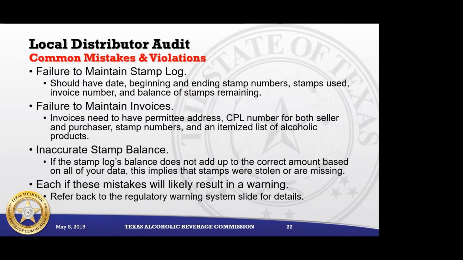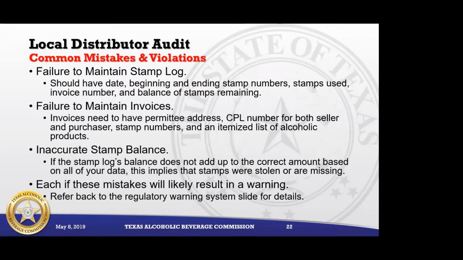Common mistakes and violations. The first one is, of course, the failure to maintain the stamp log. This is a required log that is required by all local distributor permittees. Once again, it should have the date, beginning and ending stamp number, stamp used, invoice number, and balance of stamps remaining. It is also a common violation for people to fail to maintain invoices or put the proper information on those invoices. Inaccurate stamp balance.